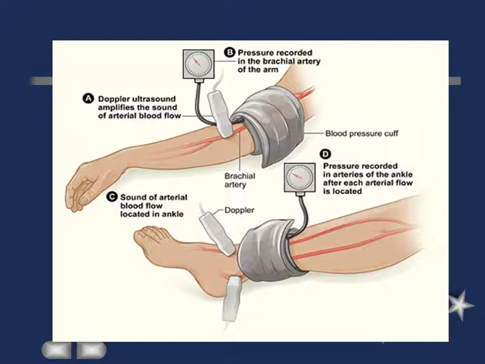Now, as you can see in the figure, for the upper and lower extremities, Doppler ultrasound amplifies the sound of arterial blood flow, which is recorded in the brachial artery of the arm with the help of a blood pressure cuff. For the lower extremities, the sound of arterial blood flow located in the ankle is recorded with the use of a blood pressure cuff. Pressure is recorded in the arteries of the ankle after each arterial flow is located.